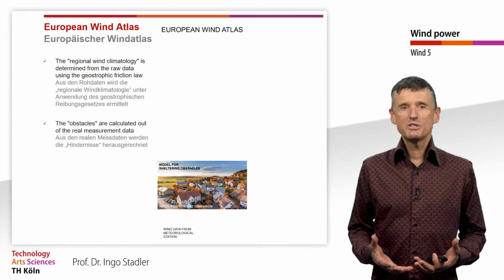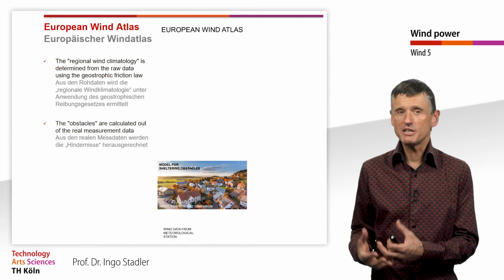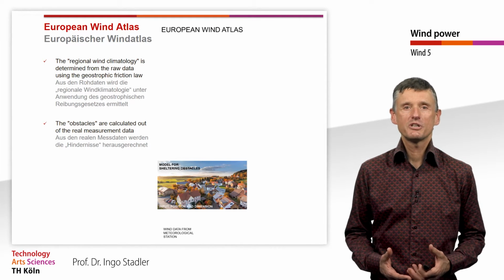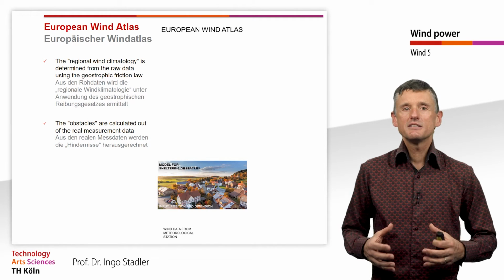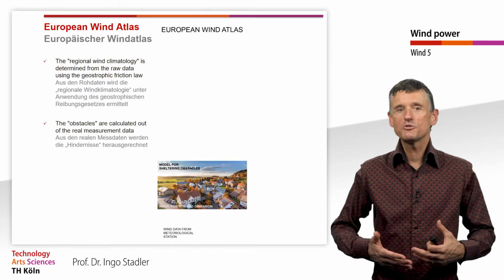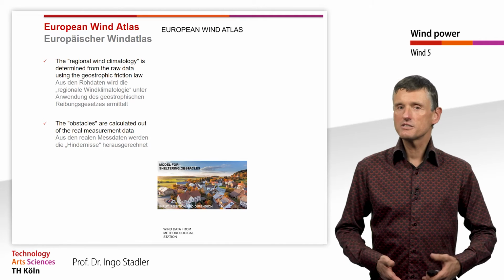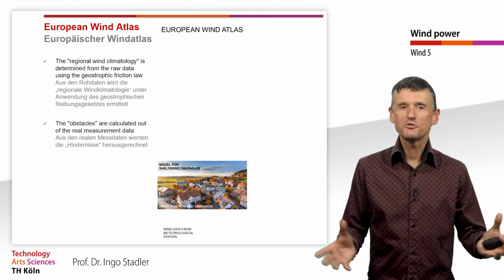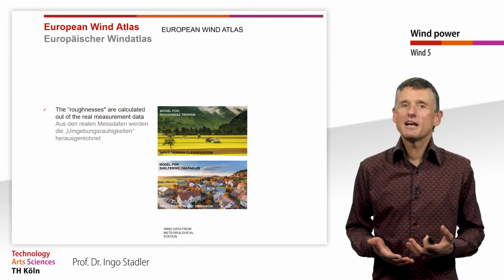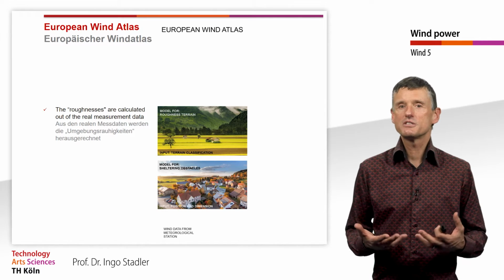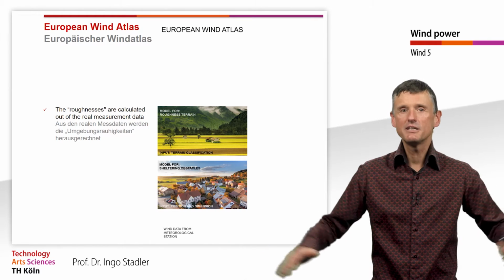Then the regional wind climatology is determined from the raw data of the measurement station using the geostrophic friction law. In the first step, we take the measurement data and the obstacles are calculated out of this measurement data. So obstacles like buildings and trees just around the measurement station. In the next step, we calculate out the roughnesses of this specific site. So we are calculating if we have a completely plain area.